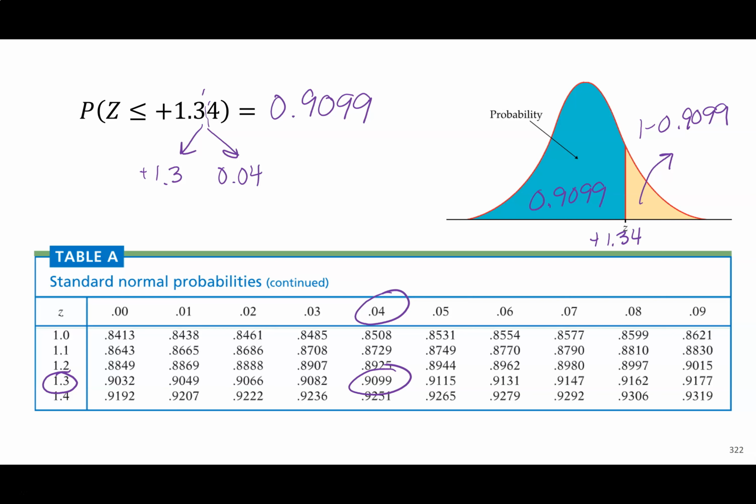Because if you want higher, it's 1 minus 0.9099. So the probability that z is higher than positive 1.34 is going to be 1 minus 0.9099, which is 0.0901. So this would happen about 9% of the time. If you take 15 buzzer times, you'd get an average of 80 seconds or longer about 9% of the time.